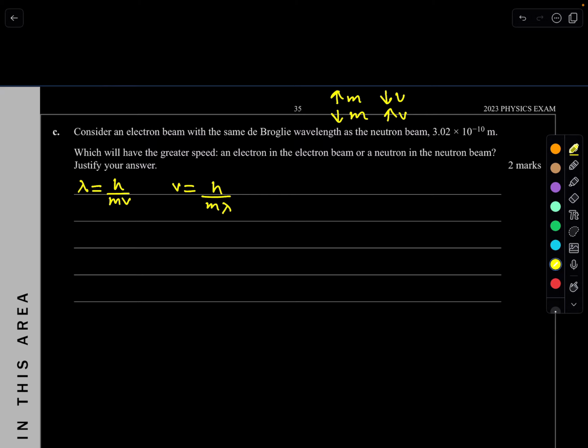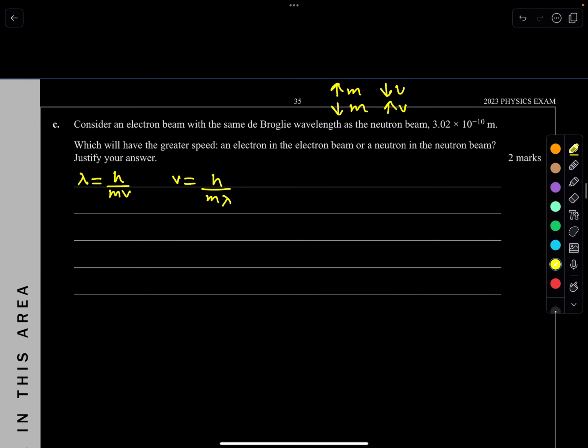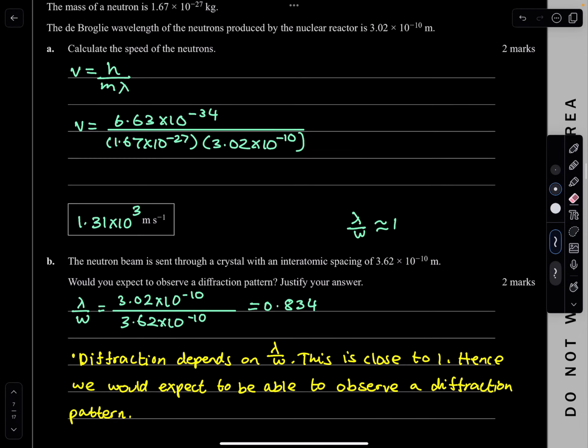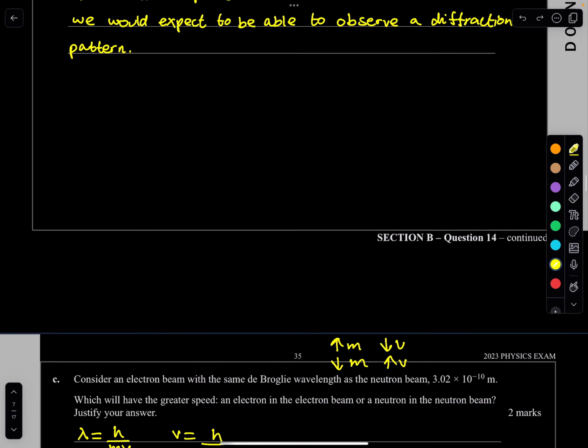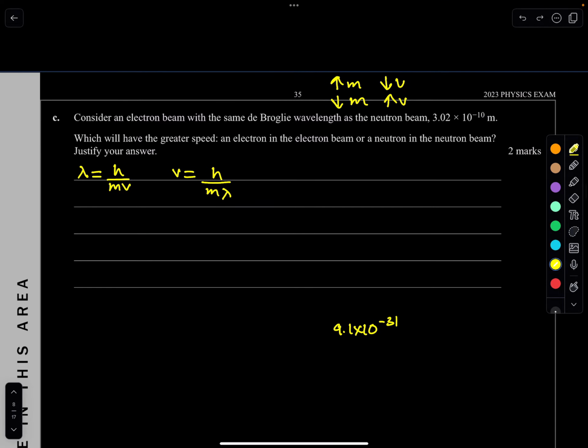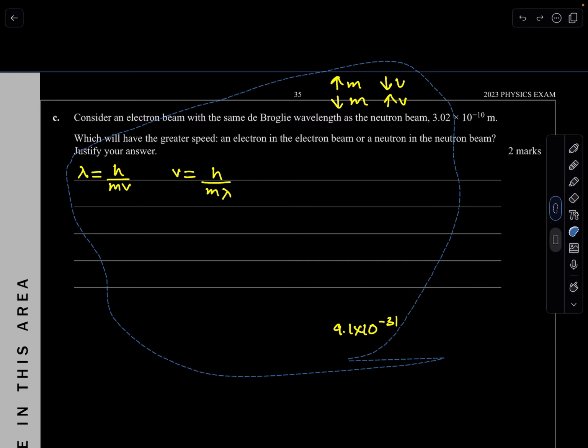So if we want the higher speed, it's the one with the smallest mass. The electron has a mass of 9.1 times 10 to the -31, which is quite small. The neutron was 1.67 times 10 to the -27. The electron is so much smaller, so the electron is the one that goes at a greater speed. And that is it. I'm going to write it now.